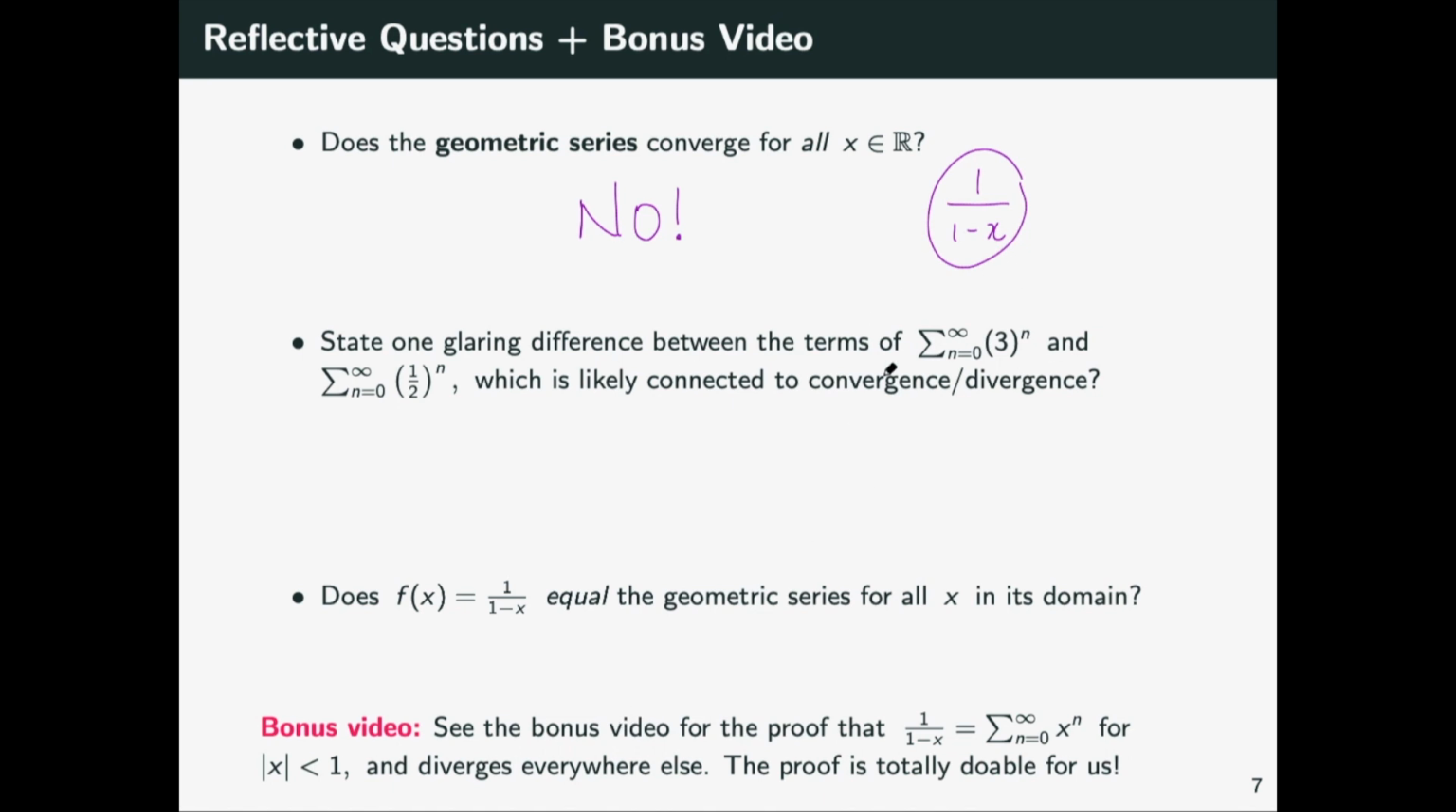But I also want you to look at this question here, and maybe, for example, for this guy, look at, what is f at 3, right? And what is this guy? This guy looks like a 1 plus a 3 plus a 3 squared, right? And ask yourself, should they be the same? Why or why not? And we'll pick it up in the bonus video where we talk about why convergence only happens for absolute value of x less than 1.